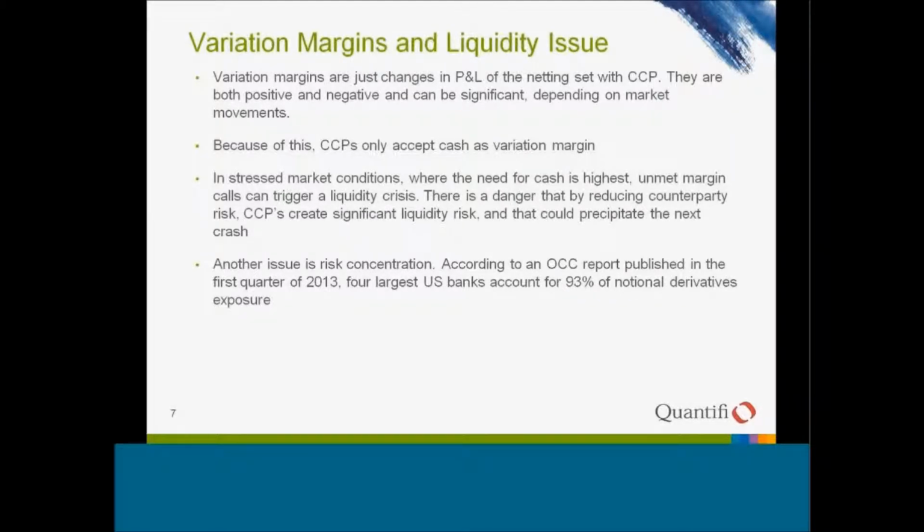Another issue is risk concentration. According to an OCC report published in the first quarter of 2013, the four largest U.S. banks account for 93% of notional derivatives exposure. So it's really too big to fail, and that's another reason why CCPs can lead to some really concentrated risk.